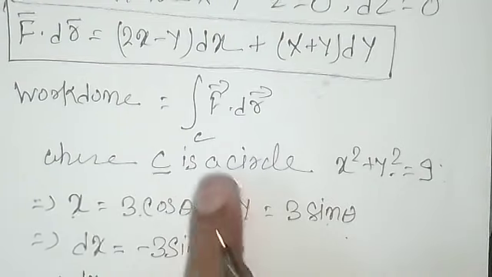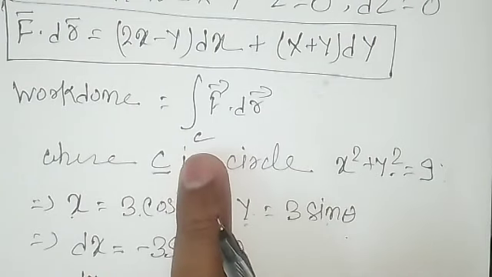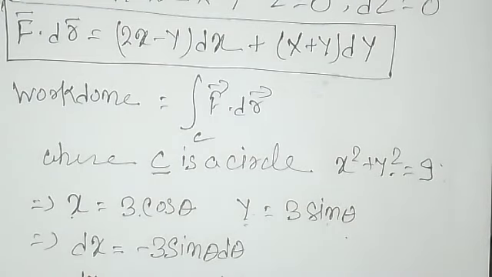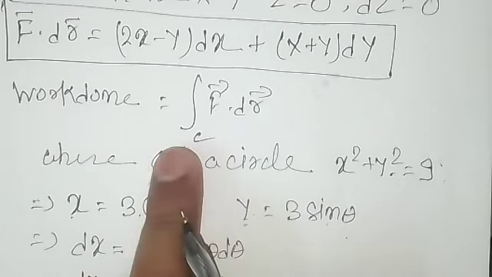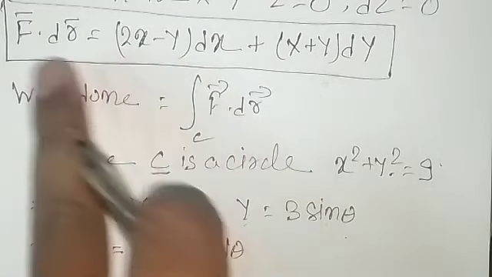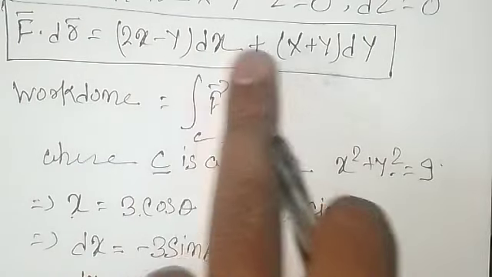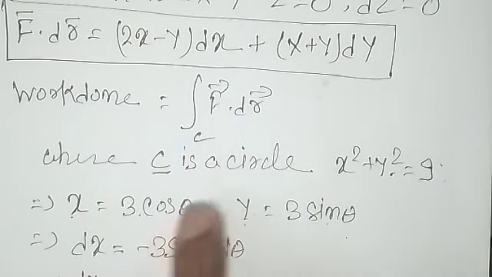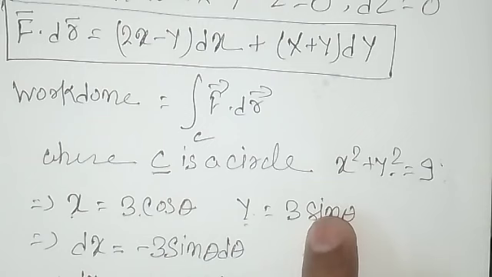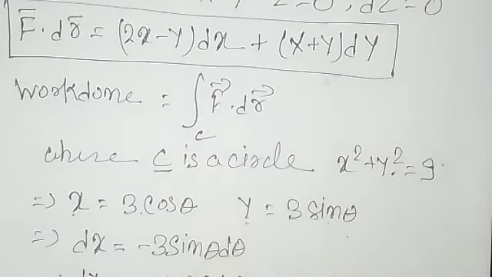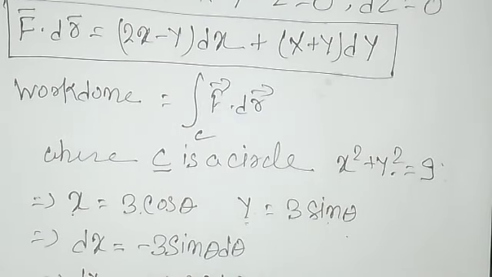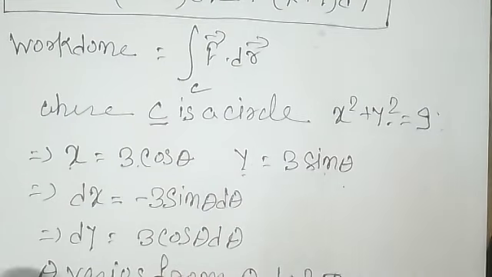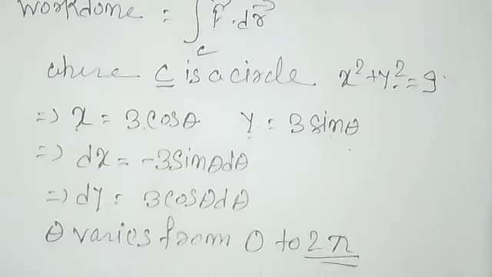The work done equation is F into dr. The circle is varying from 0 to 2 pi, right? So you have to integrate from 0 to 2 pi. F into dr is 2x minus y into dx plus x plus y into dy. You take x is equal to 3 cos theta, y is equal to 3 sin theta, dx is equal to minus 3 sin theta d theta, dy is equal to 3 cos theta d theta. Simplify and get that answer, right?